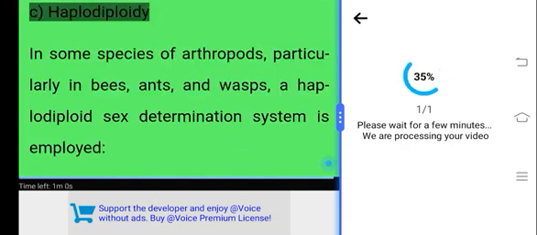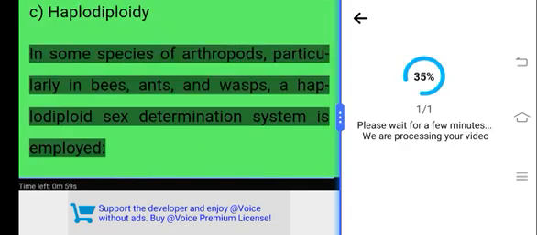In some species of arthropods, particularly in bees, ants, and wasps, a haplodiploid sex determination system is employed.